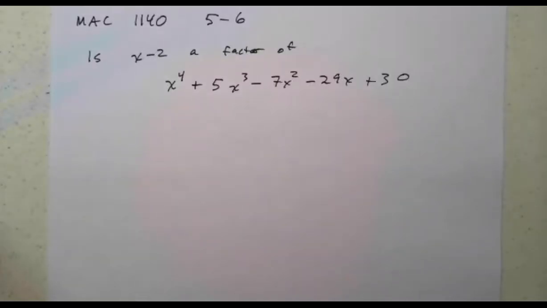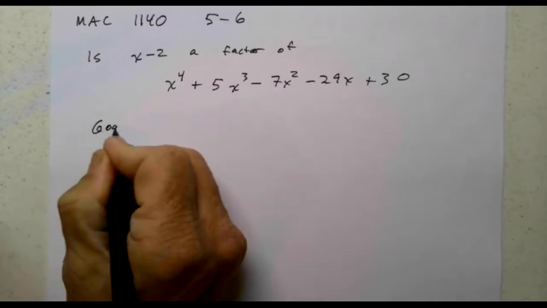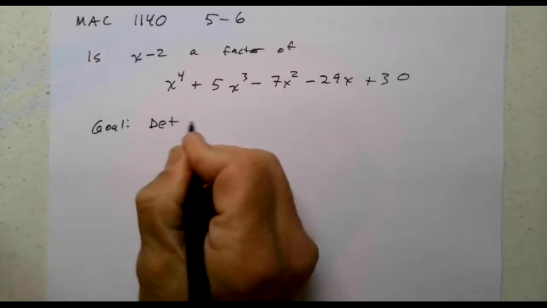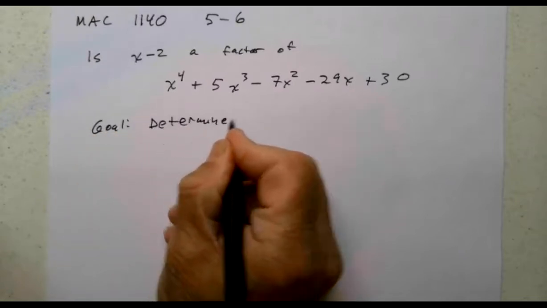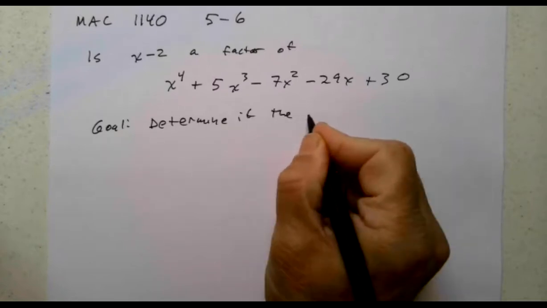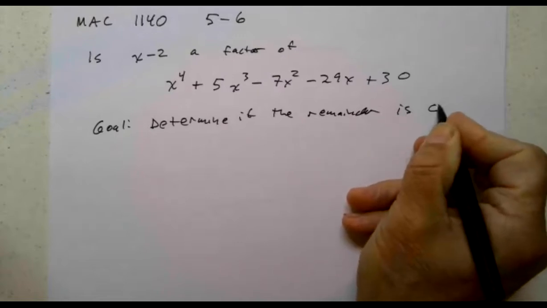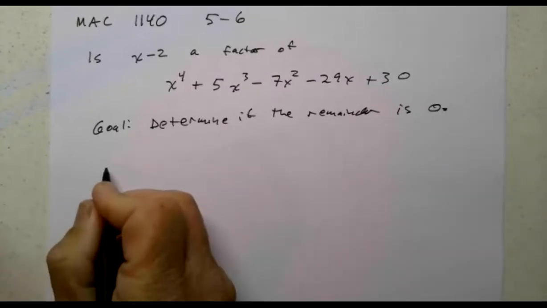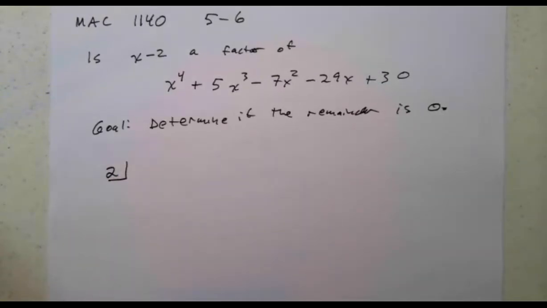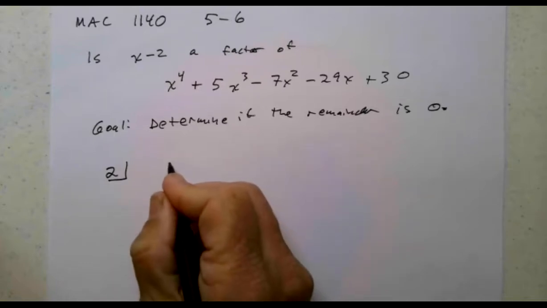Question asks, is x minus 2 a factor of x to the fourth plus 5x cubed minus 7x squared minus 29x plus 30? It will be a factor if the remainder is 0. So that's our goal. Determine if the remainder is 0. Now, there's several ways to do this. You could use synthetic division, which is what I would prefer to use, I think.